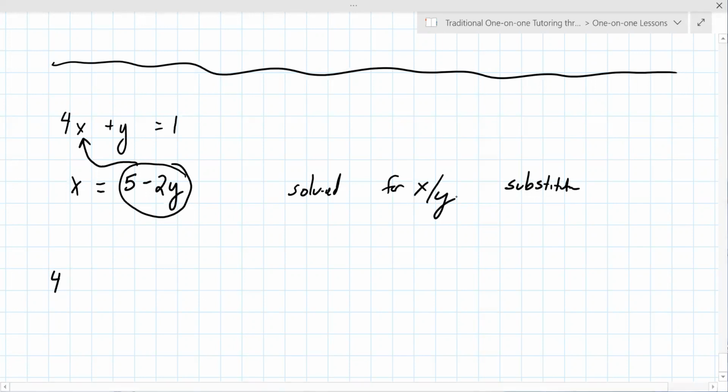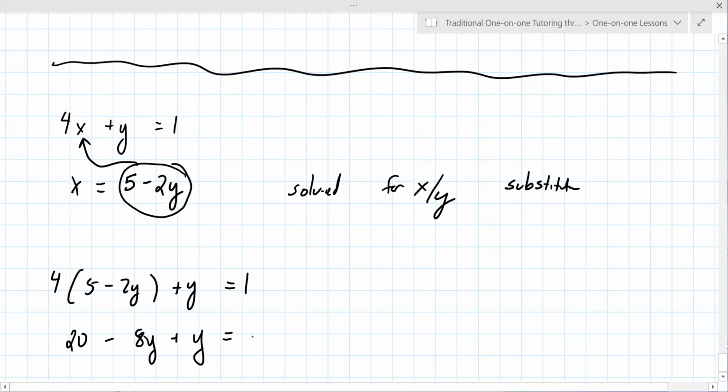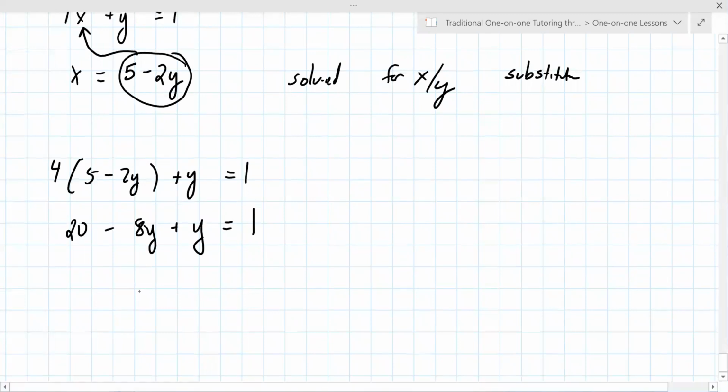So would that just be 4 parentheses 5 minus 2y, plus y equals 1? Yes. And then 20 minus 8y plus y equals 1. I mean, minus 7y. Yes, and then subtract 20. So you get minus 7y equals -19. Wow, this is horrible. Okay, y equals 19 over 7.